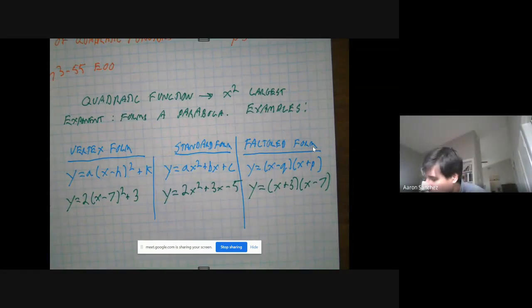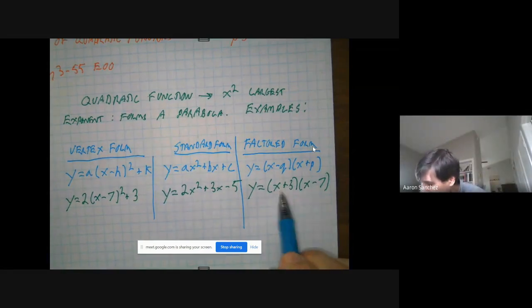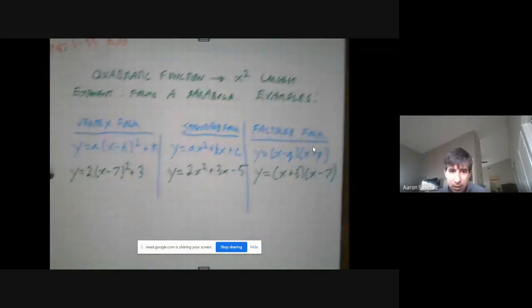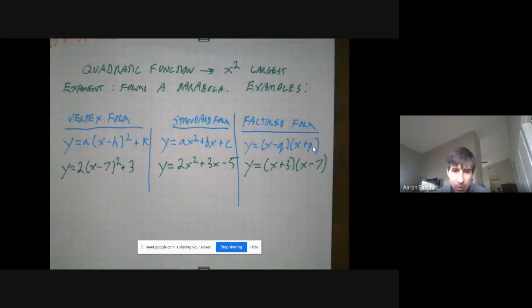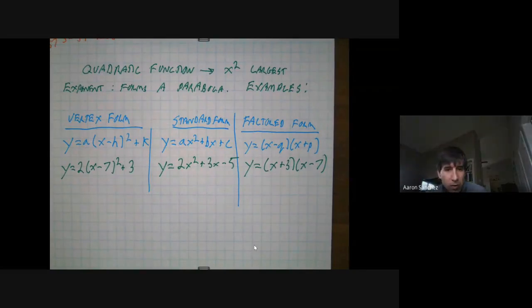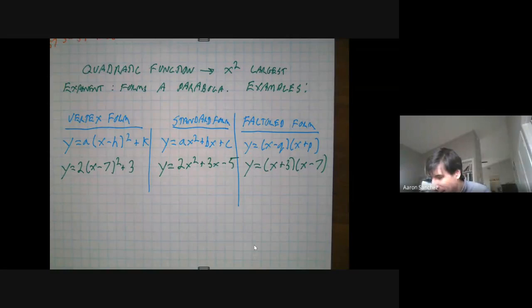Where's my x squared? Well, if I multiply this out, x times x is x squared. Okay, there is an x squared there. They all have x squared. Some are invisible, but it's in there. So make sure you write all that down. That's what we're going to be talking about today. Vertex form, standard form, factored form. Those are all quadratic functions. And we're going to look at them all and figure out what's good about what and how to graph them and stuff like that.